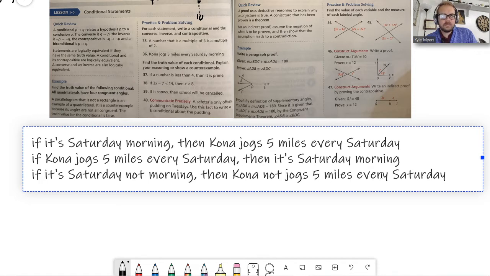Oh, wait, hold on. Then it's Saturday. If Kona jogs 5 miles. Hold on. I messed up a little bit. Wait, hold on. Then Kona every Saturday.